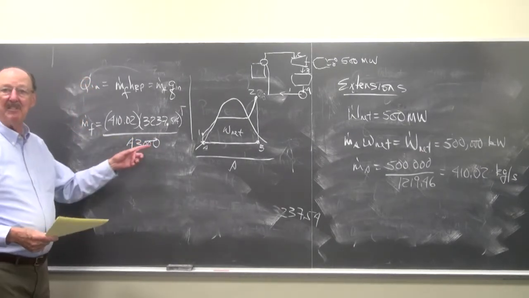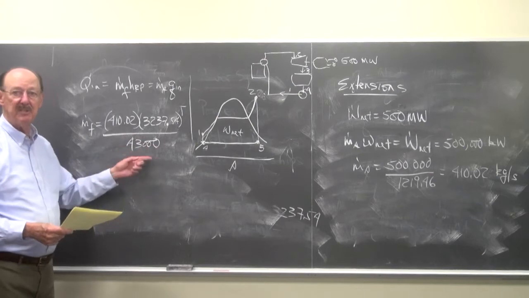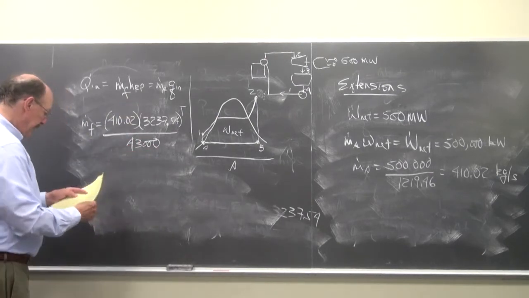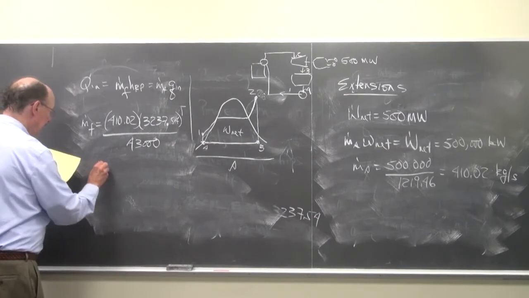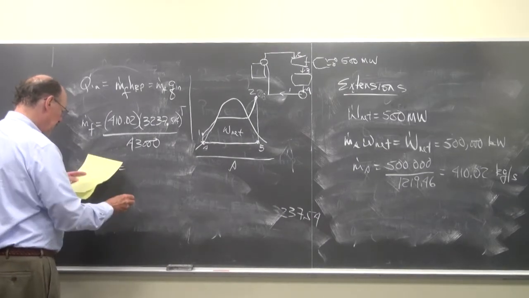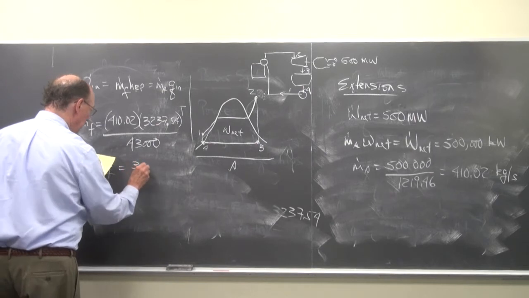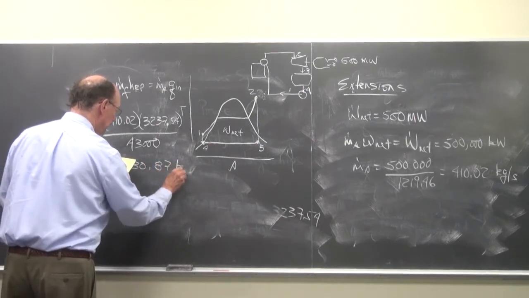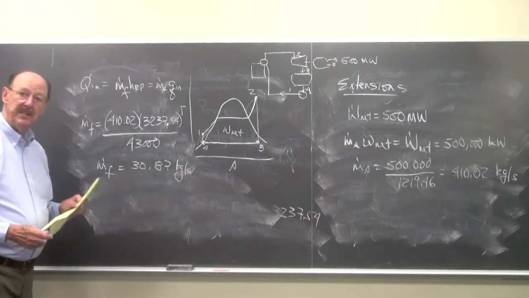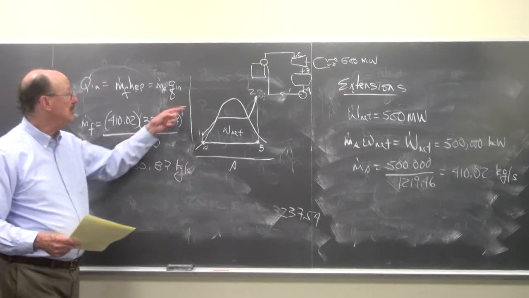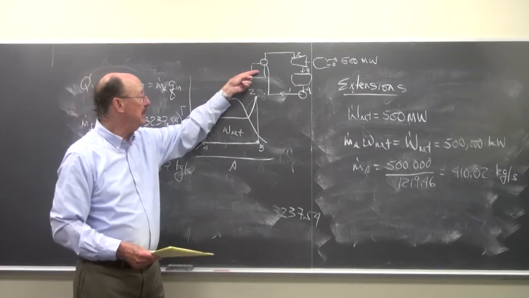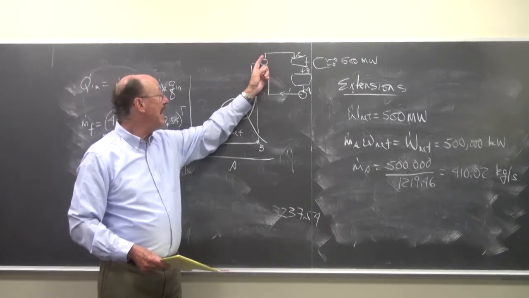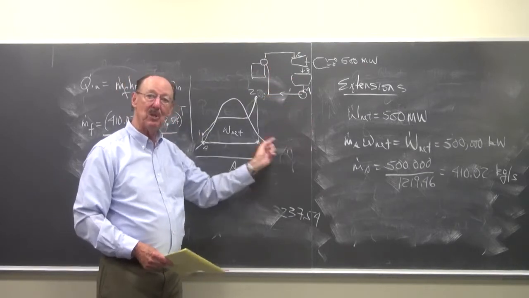I just picked an average value for H sub RP. So this is just 43,000. It's a typical H sub RP value. Then we'll get that M dot F is equal to 30.87 kilograms per second. So this is the fuel flow rate that goes into the boiler. So here's the steam generator. It's receiving this amount of fuel to generate that amount of steam to flow through the turbine itself.